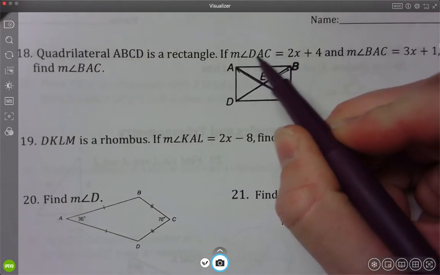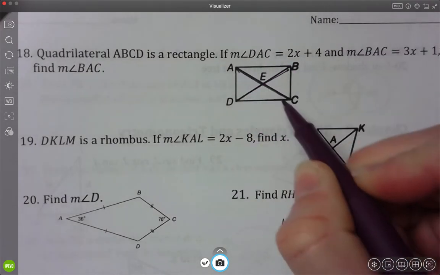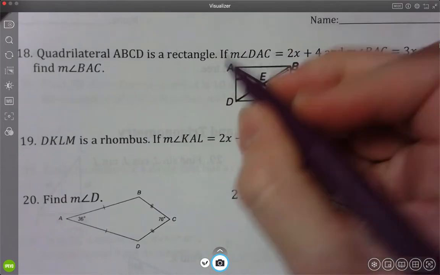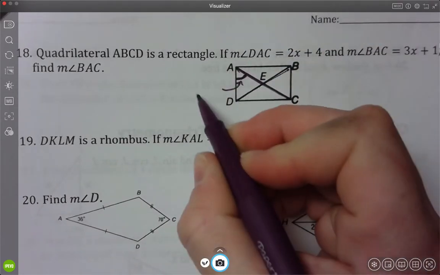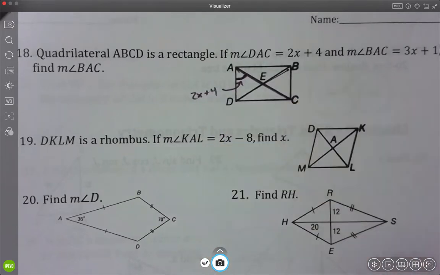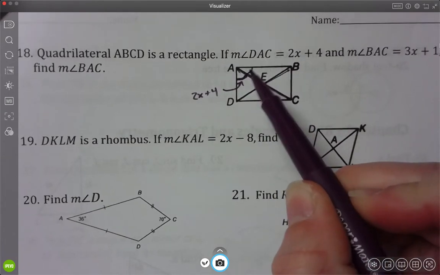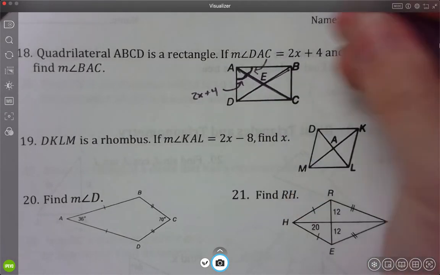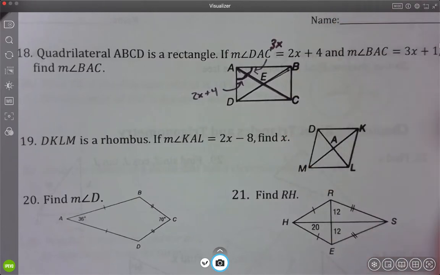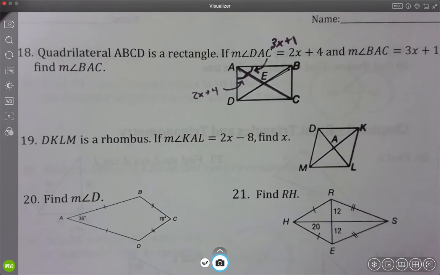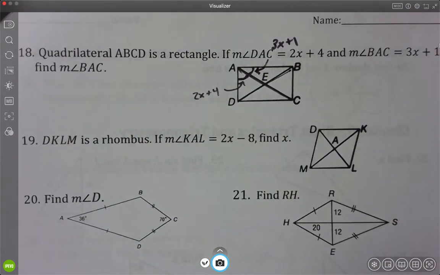It says angle DAC, which is this guy right here, that is a measure of 2x plus 4. That's what he is, okay? And then BAC is this top side right here, and that guy is a measure of 3x plus 1. That's what this top guy is, okay? And they want us to find the measure of BAC. So we have to first find out what x is, okay?